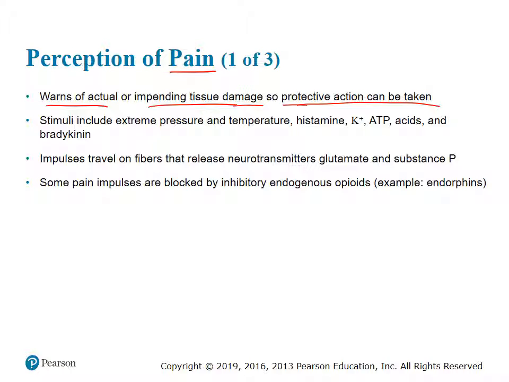So extreme pressure, temperature, chemicals like this, right? Those can all be considered and perceived as pain, right? Some of those we release in the body. Sometimes when we damage tissue, those get released. Some of them are part of the immune response, right?